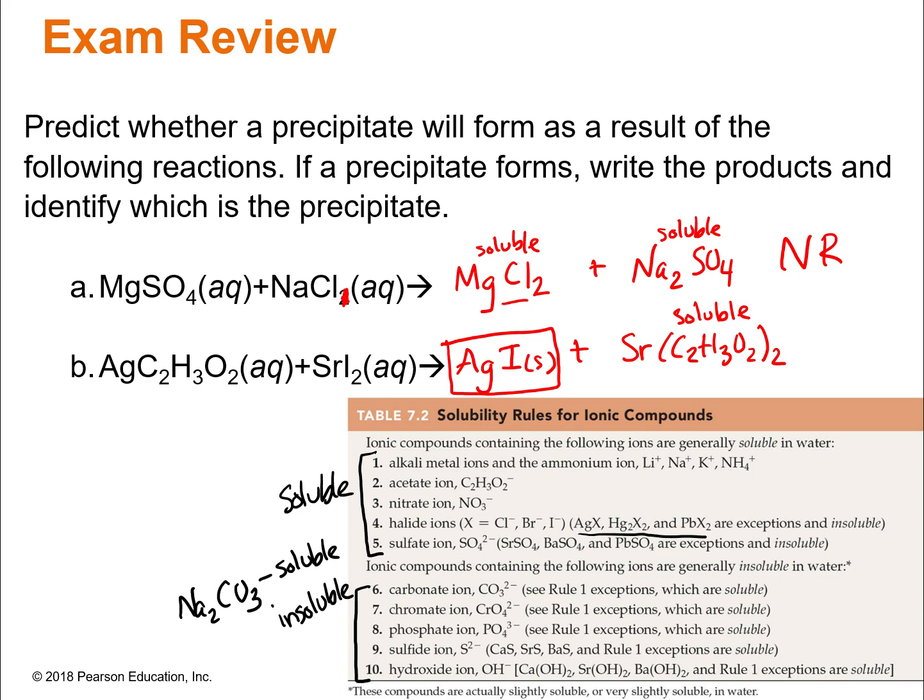It's magnesium. Because if it's not, so halide ions are generally soluble, except for when you have silver, mercury 1, lead 2. It's not one of the exceptions, so that means it must be soluble. These are like those logic puzzle things that you had to do in elementary school to try to figure stuff out, so it just takes a little practice.